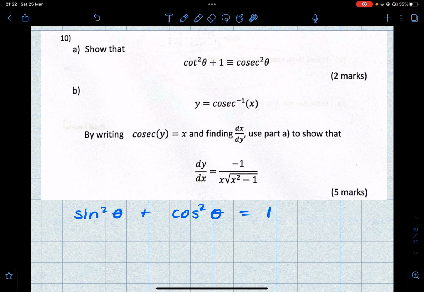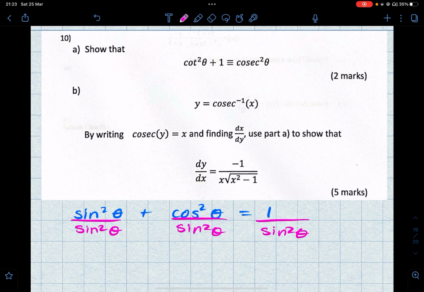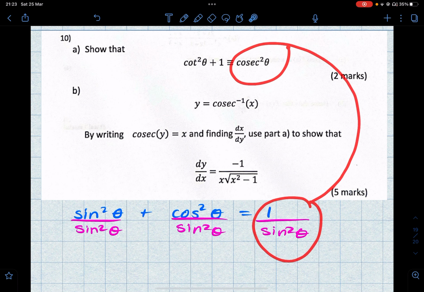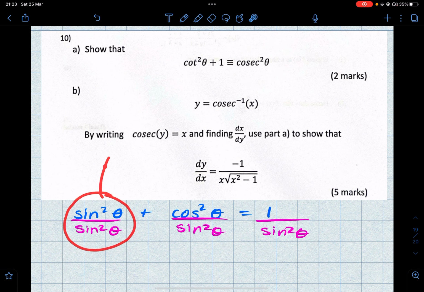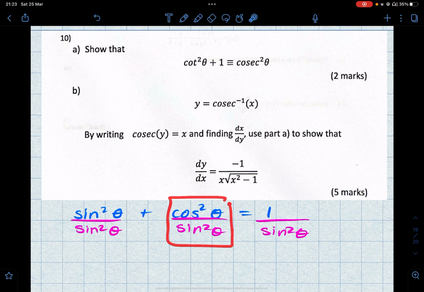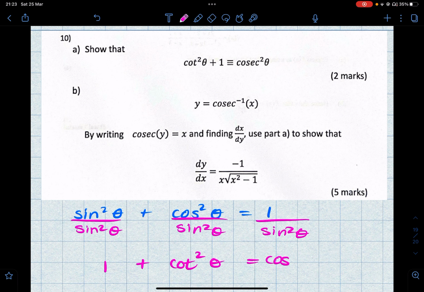So not quite. Maybe if you divide by sine squared, that seems to make sense, because 1 over sine squared will give you cosecant squared. Sine squared over sine squared will give you 1, and cosine squared over sine squared will give you cotan squared. So that, I think, is the answer. So 1 plus cotangent squared is cosecant squared. That should have been an identity. Yeah, there you go. So that's part A, only one line involved.